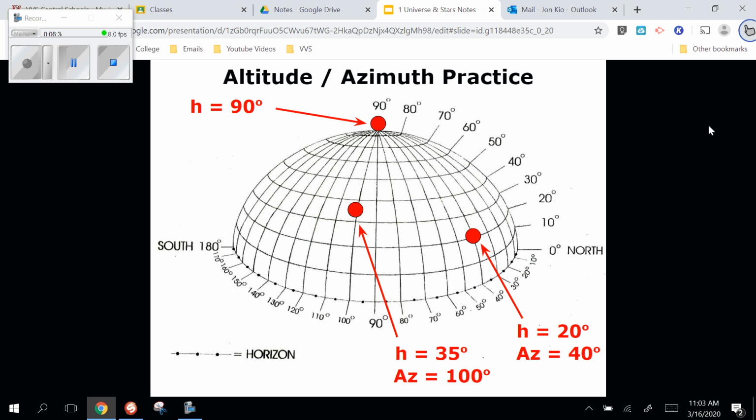And you can do that anywhere else, right? If I threw another one on here, if I put one right there, you're going to say 40 degrees is your altitude, because it's on this line right here. Okay? And it's on this vertical line, so it's 140 degrees of azimuth. Okay? You can do that for any of them.